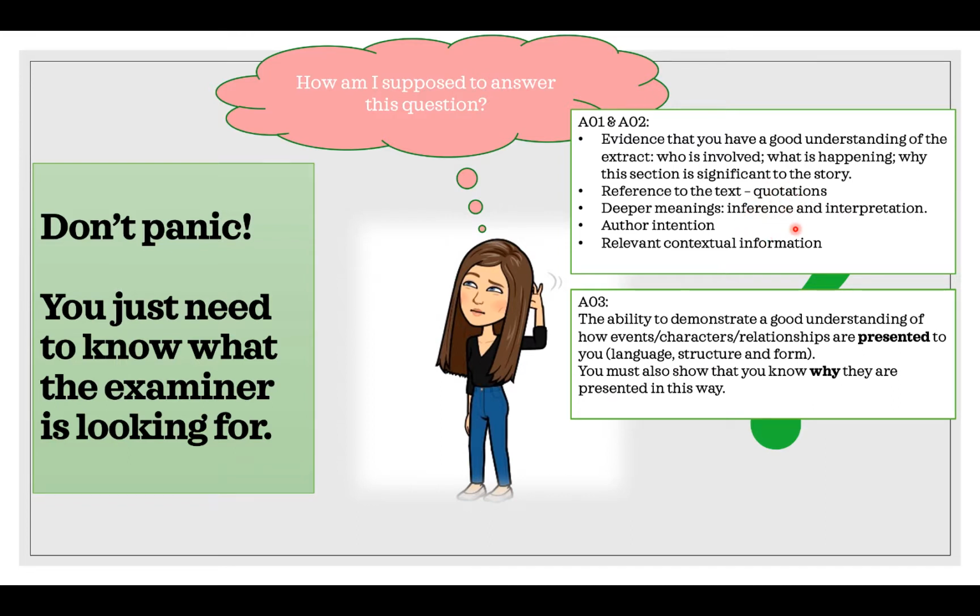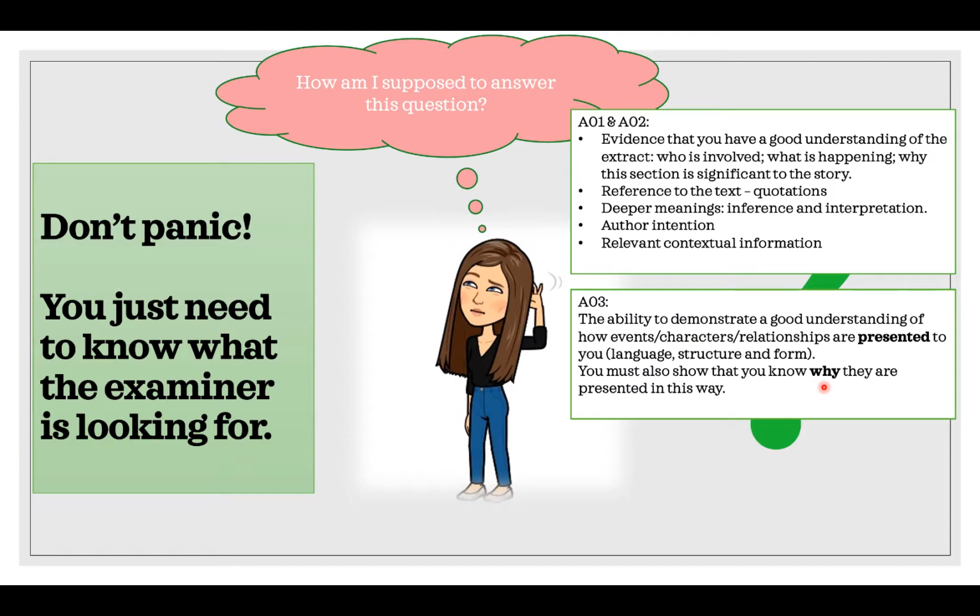How are you interpreting the words? What do they mean? Are there any connotations? Are there any devices that you can talk about? Any similes or any metaphors? What do they show you about the character or the actions or the relationship or the setting even? You must also show that you know why. Why are they presented in this way?